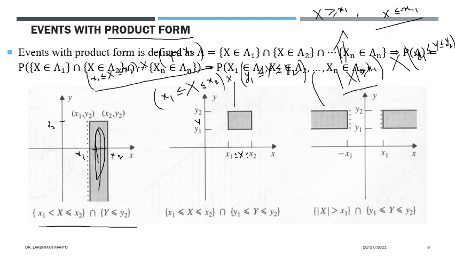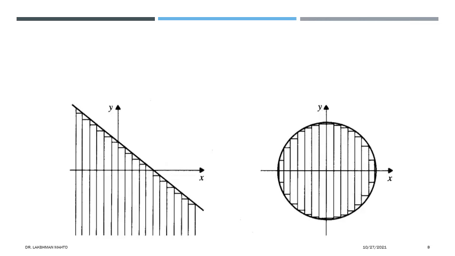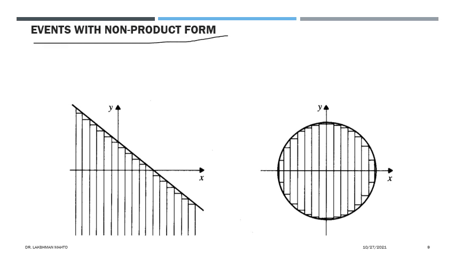Now I will talk about another thing. Suppose such a situation is not possible, that means there are many events where we don't observe independence. What do we do? We have at hand a very interesting approach that we call discretization. Through discretization we can approximate an event in product form. We do approximation, so these we simply call events with non-product form.